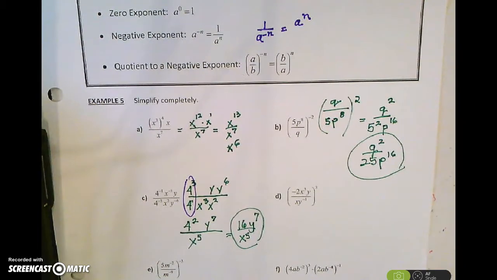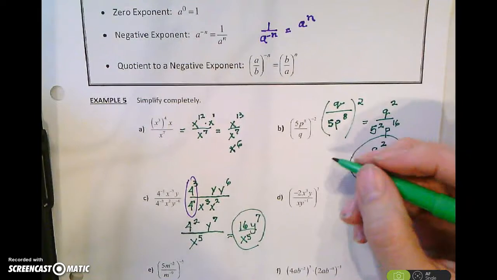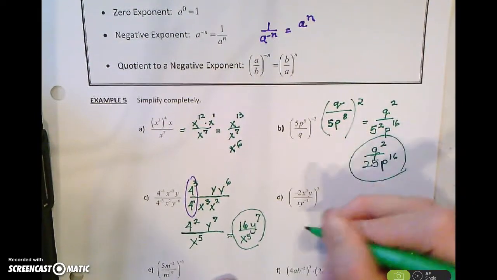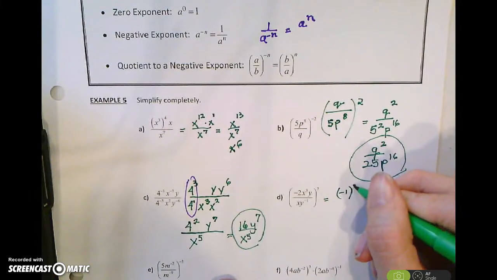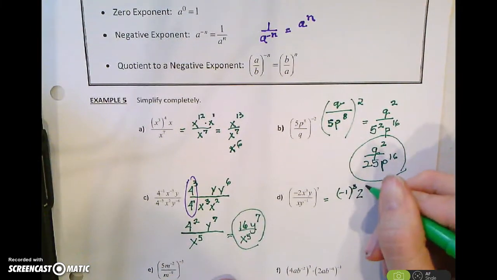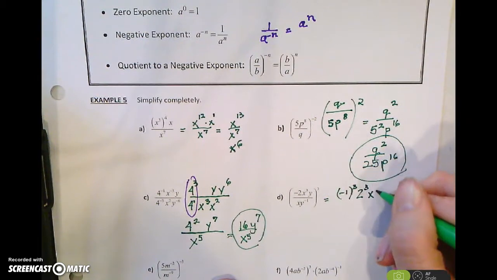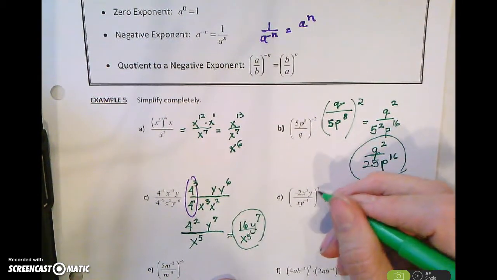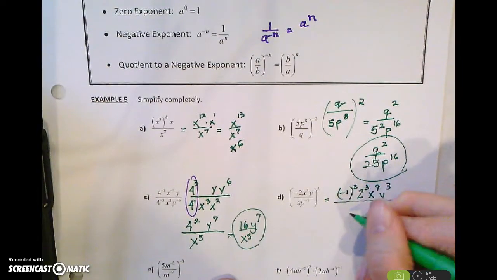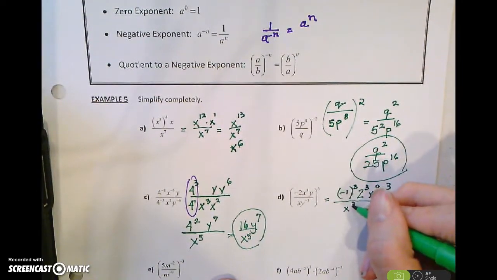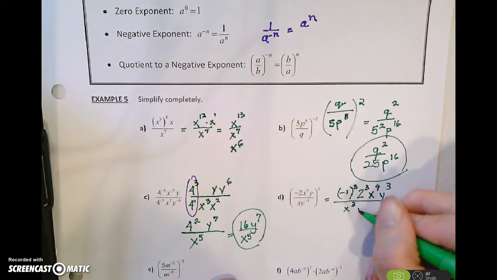Example D, we have a quotient to a power. So I'm going to bring that in. So recall that whenever I have a negative, it's like having negative 1 to the 3rd power. I have 2 to the 3rd power. X to the 3rd to the 3rd power is x to the 9th. And then y to the 3rd power. And that's going to be divided by x to the 3rd power and y to the negative 1 to the 3rd power, so that'd be y.